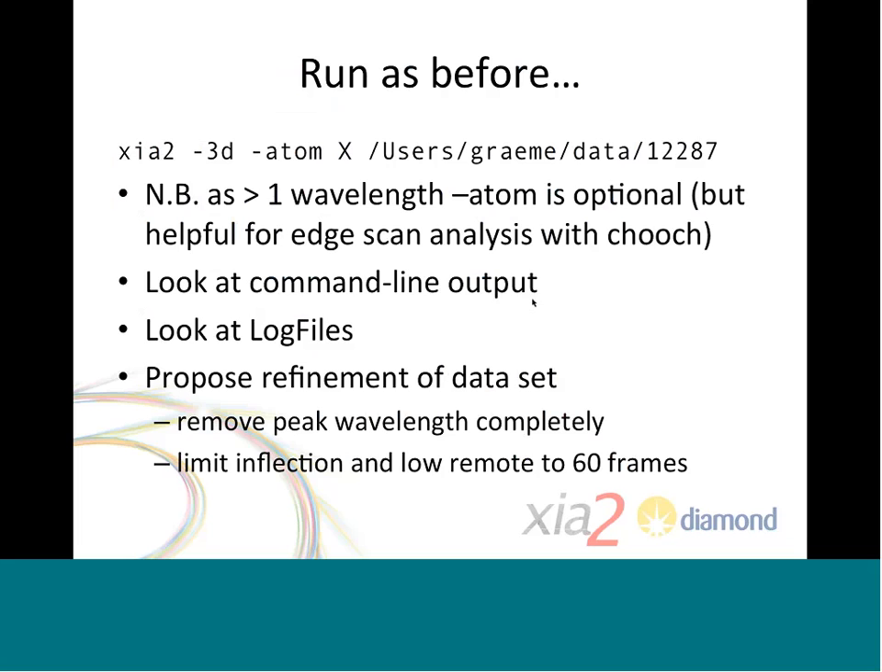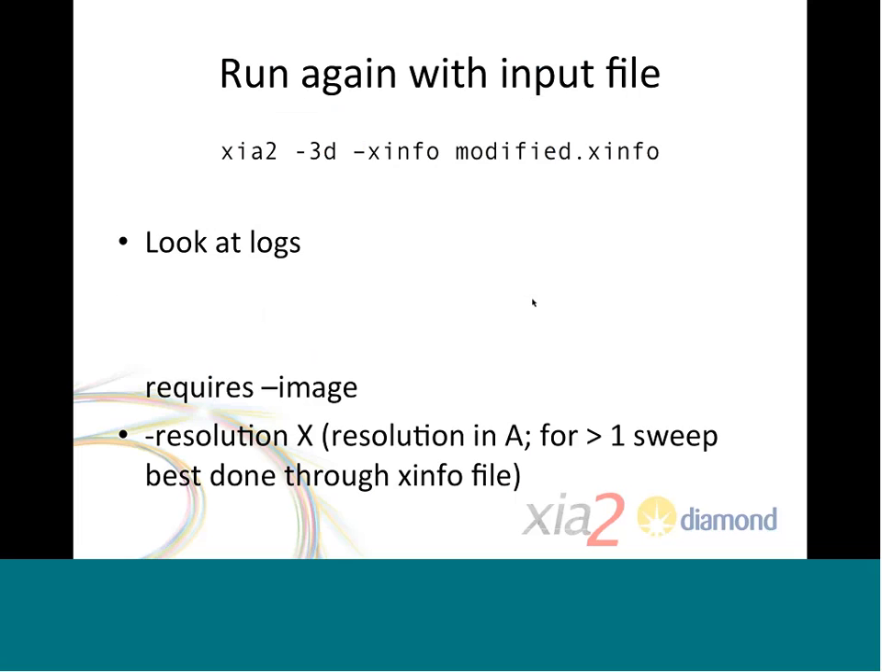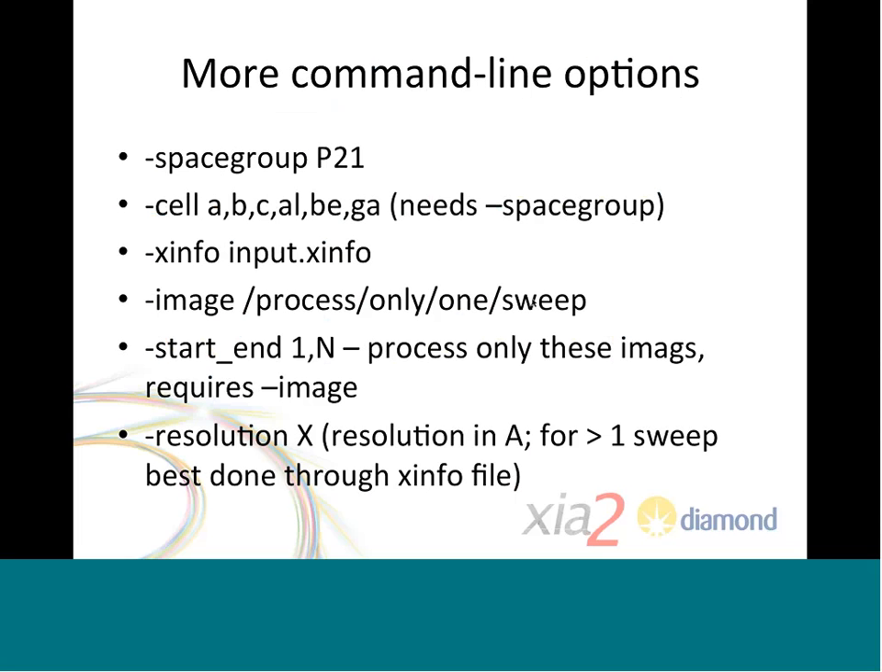Okay, so I've just done what it said there. There are several command line options that you could find yourself using on a fairly regular basis. So if you know the space group and unit cell constants you want to process with, you can specify those through the command line. As I said just now, you can specify the location of an input file. You can process pointing at only one sweep, and also if you are processing only one sweep, you can give it the start and end for that sweep on the command line as well.